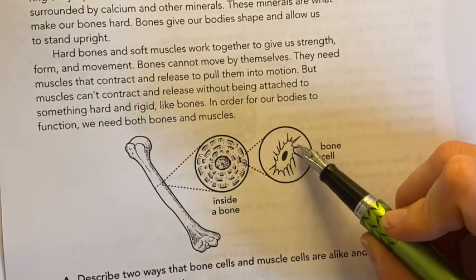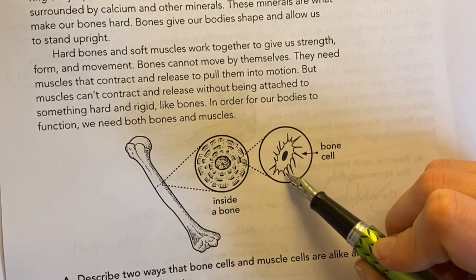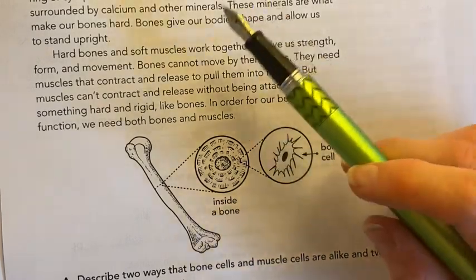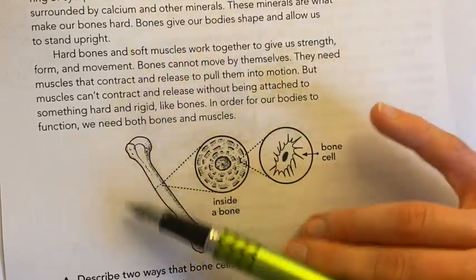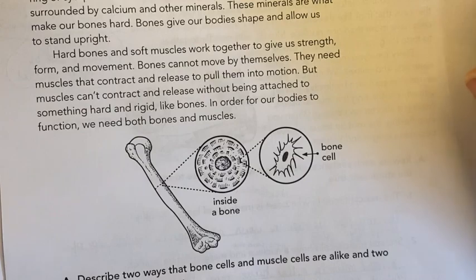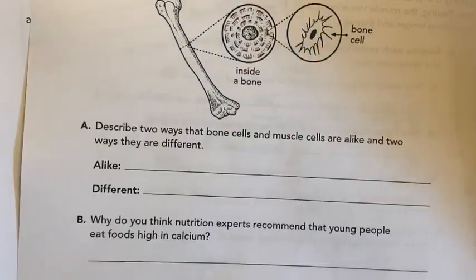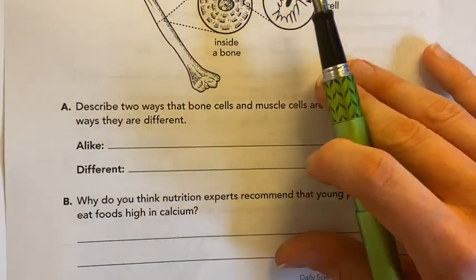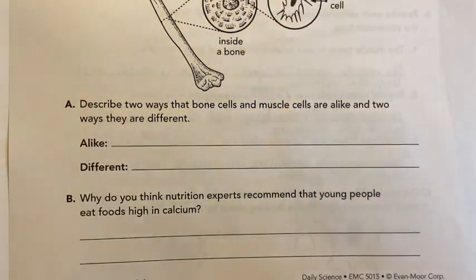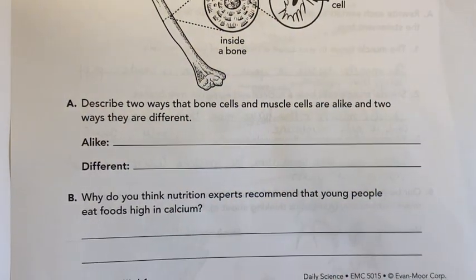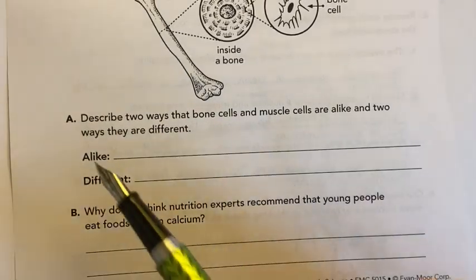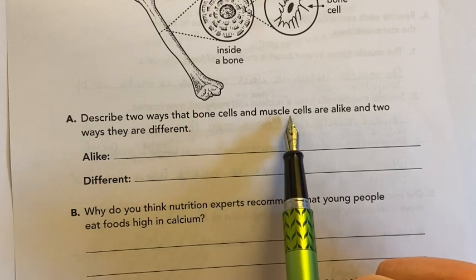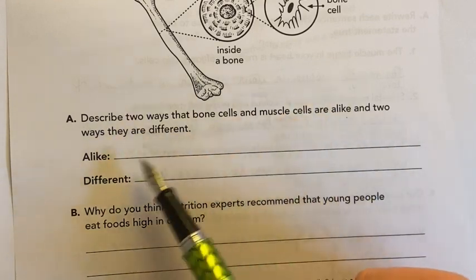So it's got calcium around it, right? And bone's made up of layers of these bone cells, and they're surrounded by calcium and other minerals that we get from our diet, from a healthy diet. And that's why people are always telling you to eat your vegetables, because vegetables and other calcium-rich foods are very good for your bones. Okay, so let's describe 2 ways that bone cells and muscle cells are alike and 2 ways they're different.